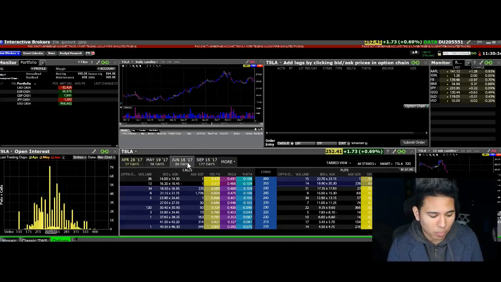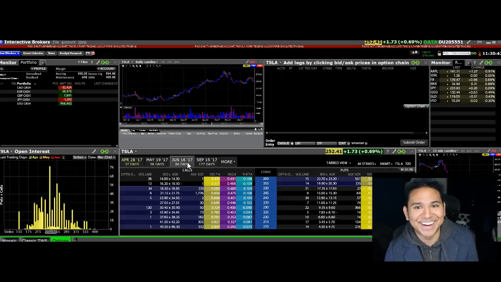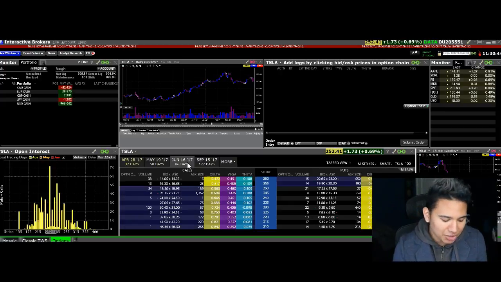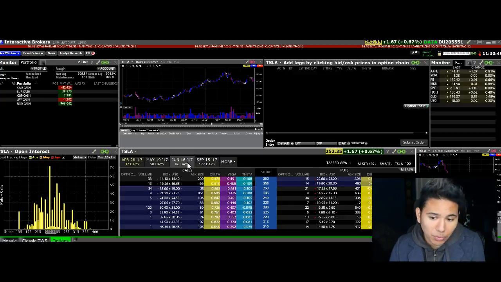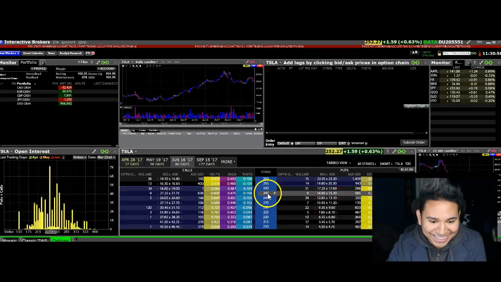You can also buy a put, and when you buy a put, you are bearish on the stock. You have a negative delta. So if you're buying the 245 put, you're basically making 39 cents for every dollar that it goes down.